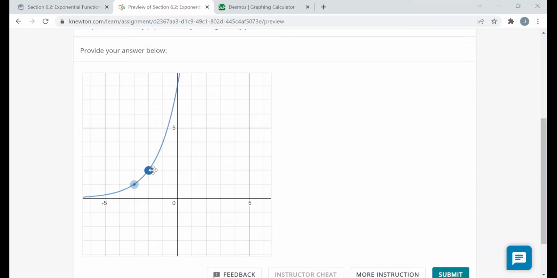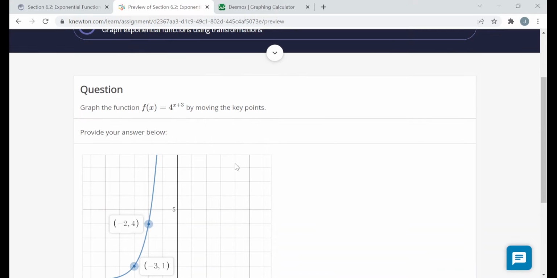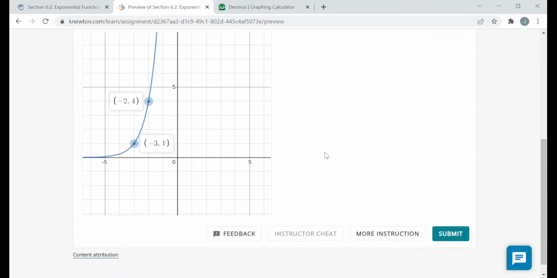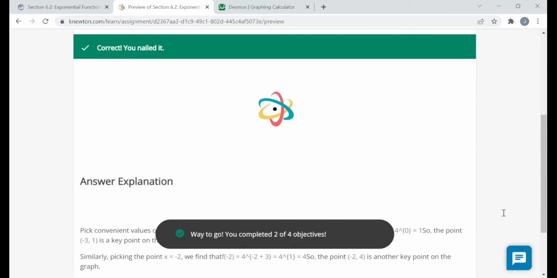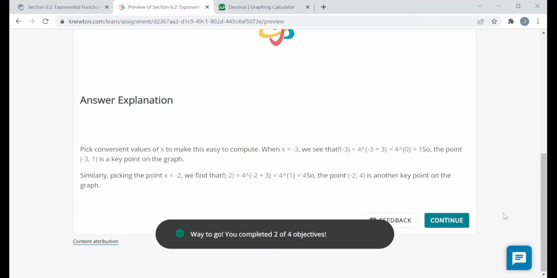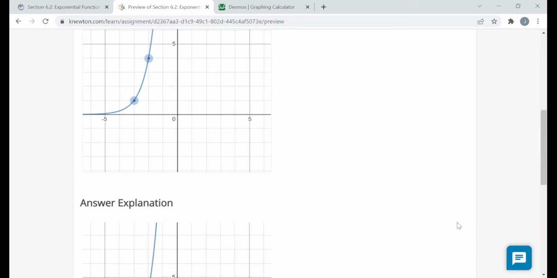So negative 2, 4, like that. So the negative 2, 4 would be on the graph. Negative 3, 1 would be on the graph. And you can plug the points in, plug in negative 2 for x, plug in negative 3 for x, and see that you get those outputs. And again, the x-axis is the horizontal asymptote still. It didn't get moved up or down. Great. And again, you can play around in Desmos, do it by hand if you want some further validation.